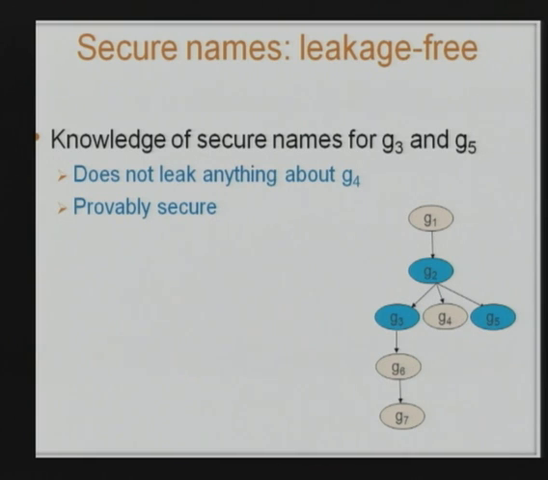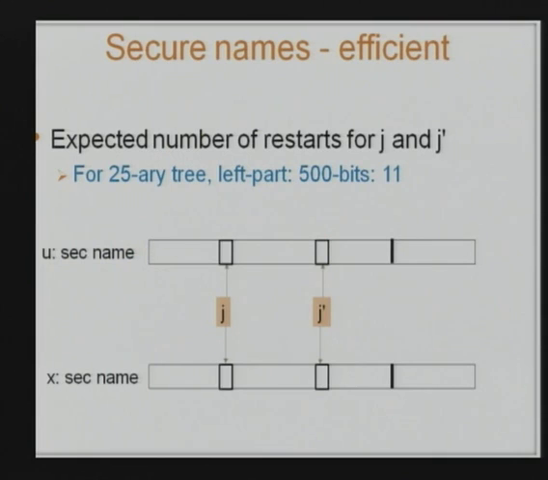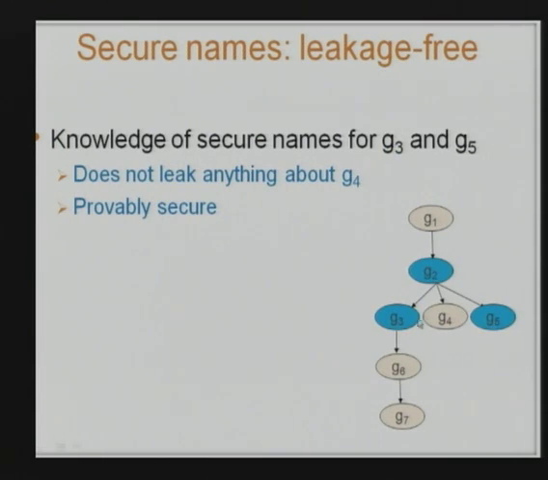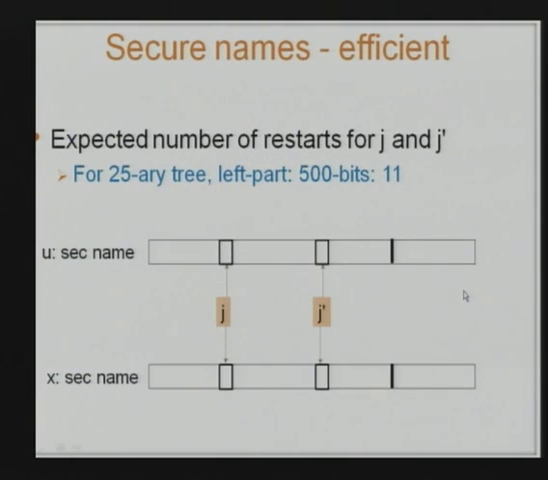So the secure names are actually probably leakage free, okay, and they do not leak anything about G4. For example, if a user is given G3 and G5, the user cannot learn anything about G4 from the secure names. That is a major requirement. But the user can verify the order between G3 and G5 using the sibling order test.